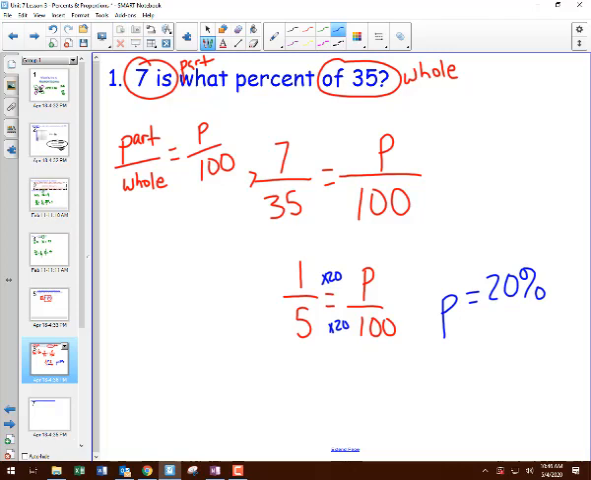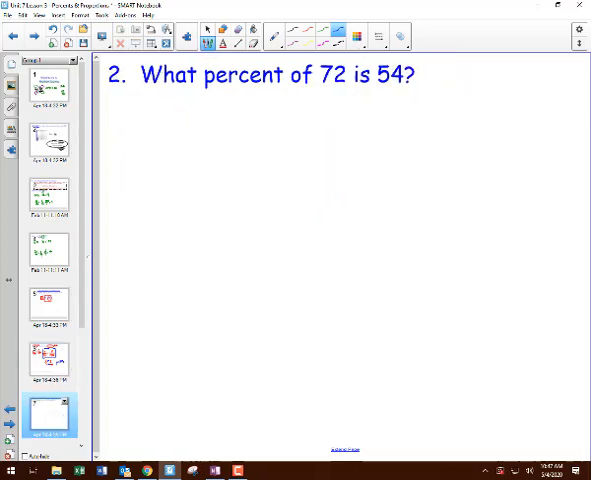Okay? You can always plug these back in and check yourself. Back to this one right here, or the bottom one, doesn't make any difference. Plug your 20 back in and see if it works. This one will not be quite as easy, because this one we'll have to use cross products. Okay? And so first of all, we need to identify what is the part and what is the whole.